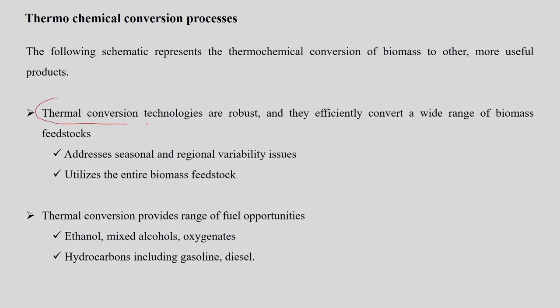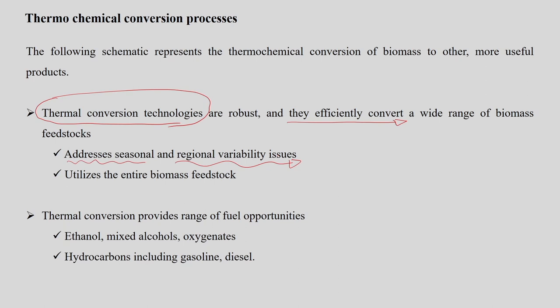So, this is how these processes differ from each other, depending on the supply of the oxygen level as well as the severity of the process conditions used during the transformation of the biomass using thermochemical processes. So, now let us discuss in detail the conversion pathways of these thermochemical conversion processes using biomass as a feedstock. Before that, let us try to understand the thermochemical conversion technologies and their pathways. As I mentioned, these processes are very robust and they efficiently convert a wide range of biomass to a suitable product.